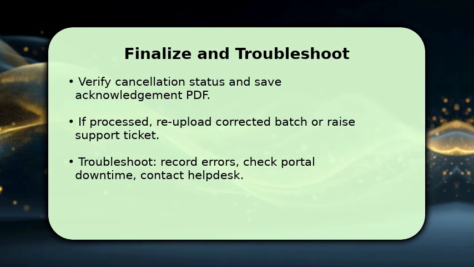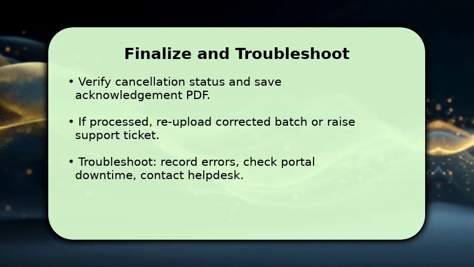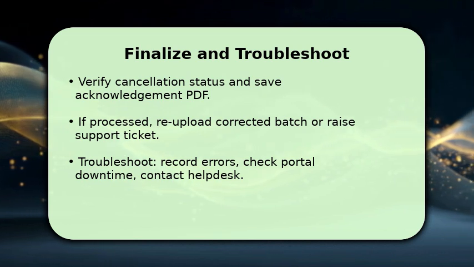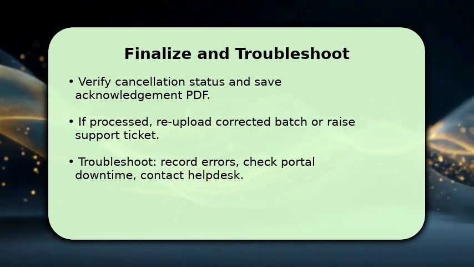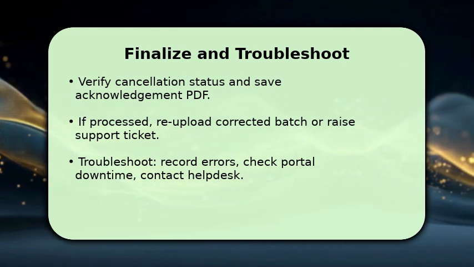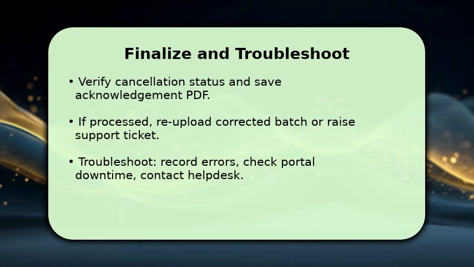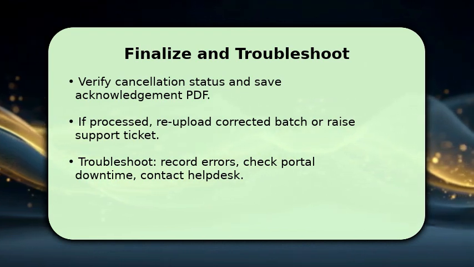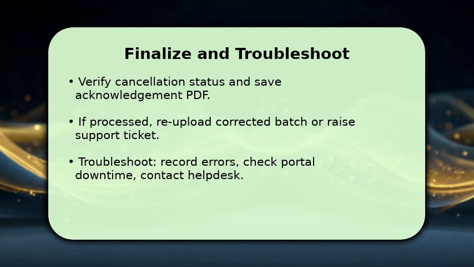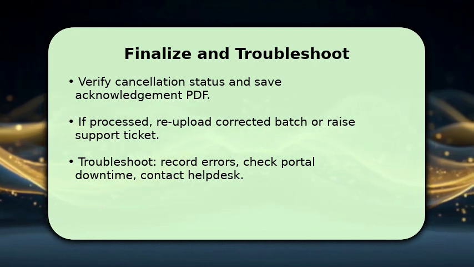If cancellation succeeded, immediately re-upload the corrected batch or schedule a new submission slot. If cancellation failed or is pending too long, gather the error messages, timestamps, and reference number, then contact ICAI support with those details. One key troubleshooting tip: if the portal shows downtime, wait and retry after 15 minutes rather than repeating attempts that create duplicates.